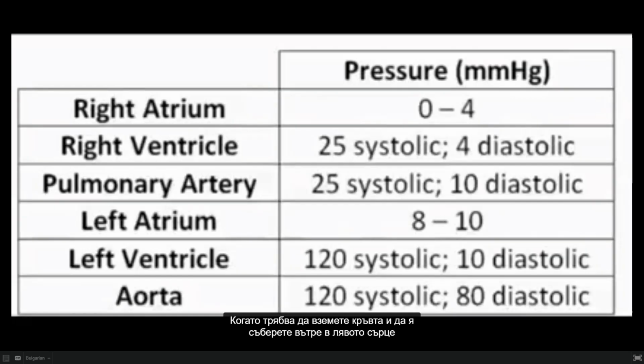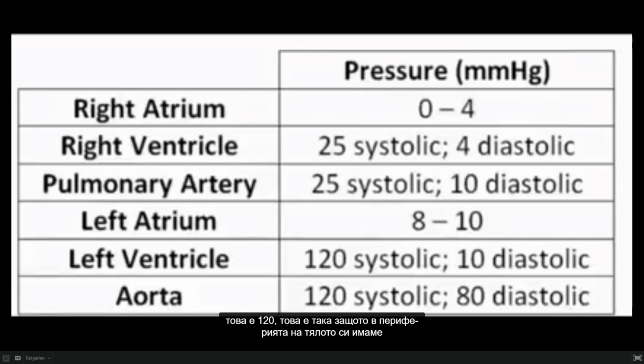When you're supposed to collect the blood and take it inside the left heart, then from 10 millimeters of mercury, what you have inside your lung, it starts to be 10 in diastolic in the left atrium, and then when it comes to the left ventricle, it starts to generate more pressure in the systolic state. When you have a contraction, it is 120.